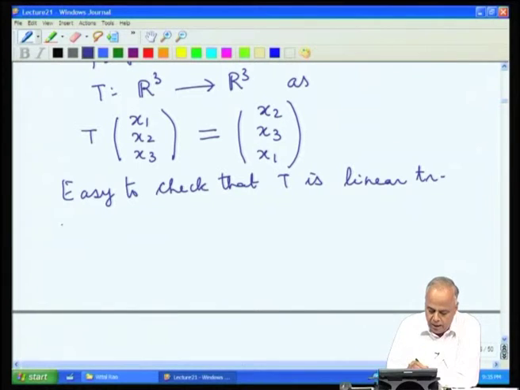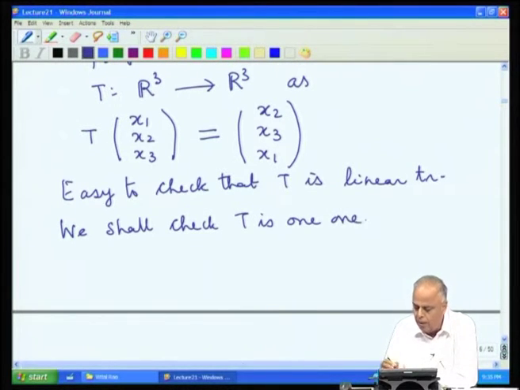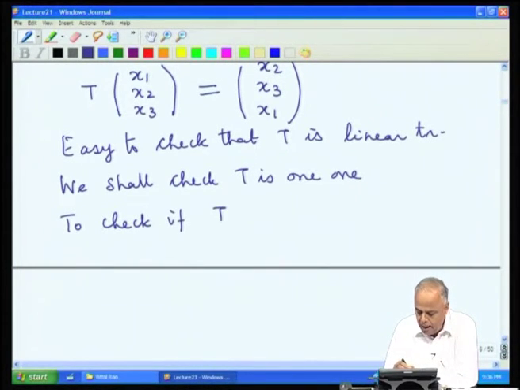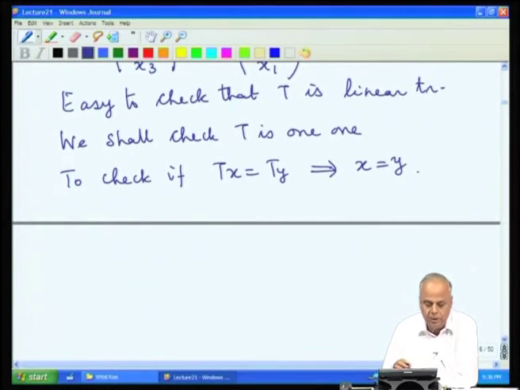Now, we shall check that T is 1-1. What do we have to check? We have to check if T x equal to T y implies x is equal to y. This is what we have to check. So, let us check that.